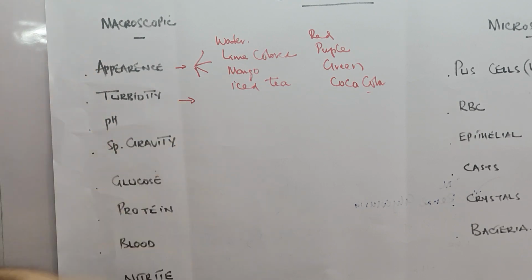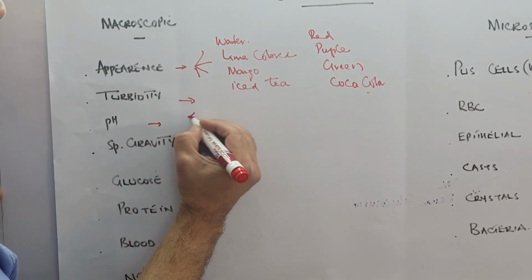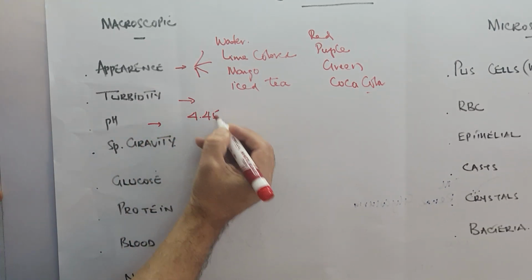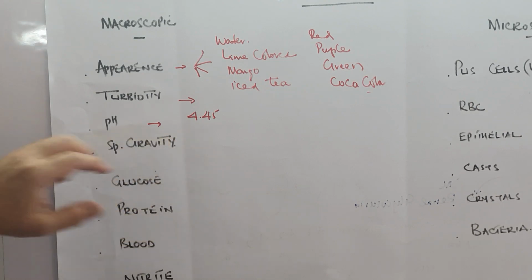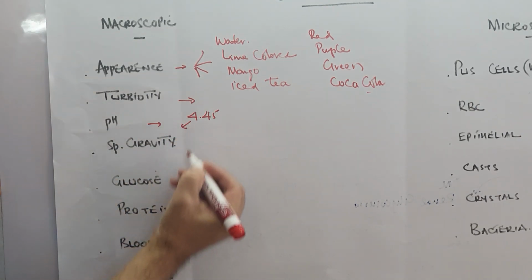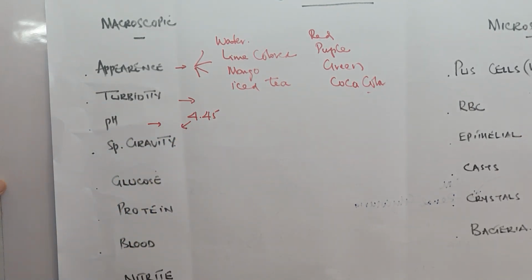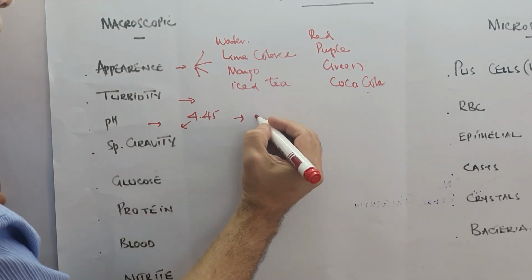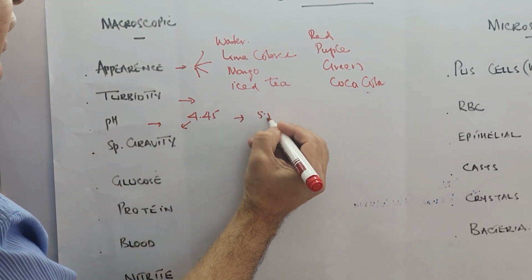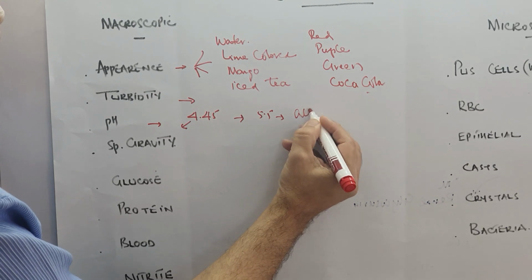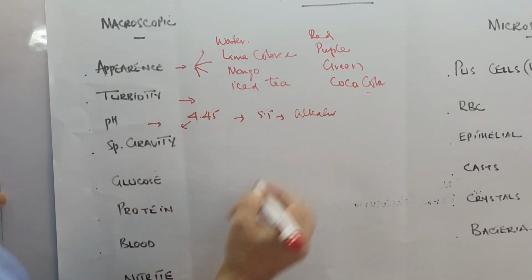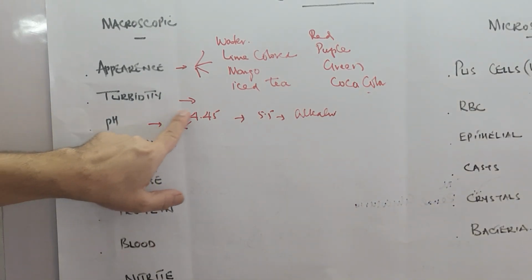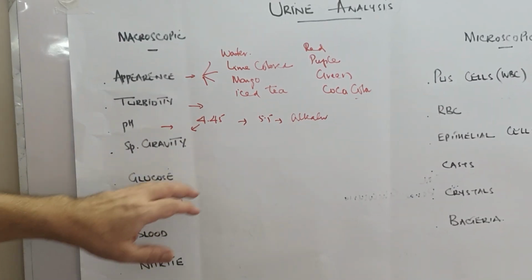So turbidity more or less goes along with the appearance of urine. A turbid urine can denote that there is pus in the urine. The normal pH of the urine is acidic, so about 4.5 is the normal pH of the urine. A pH of the urine less than 4.5 means that the urine is acidic. A pH of urine of greater than 5.5 means that urine is alkaline. So the normal range is 4.5 to 5.5.